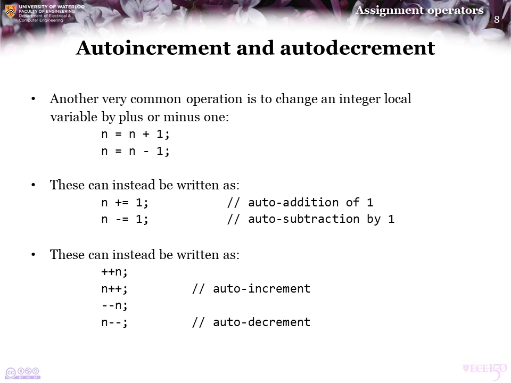Or we can write down the operator --n or n--. Both of these decrease the value of n by 1. So all four of these are assignment operators. The first two increment the value of the local variable n by 1, the second two decrement it by 1.